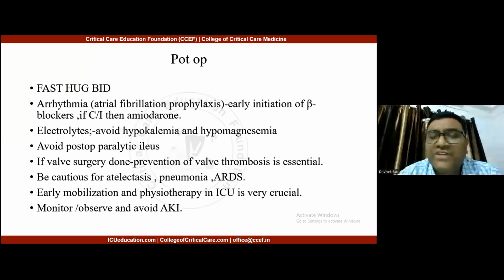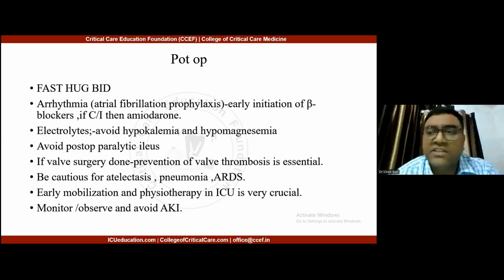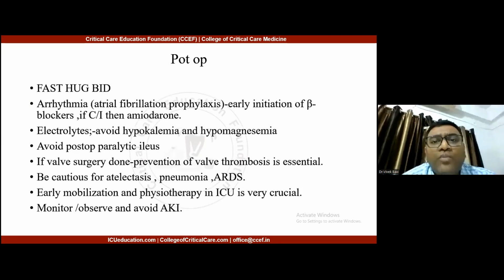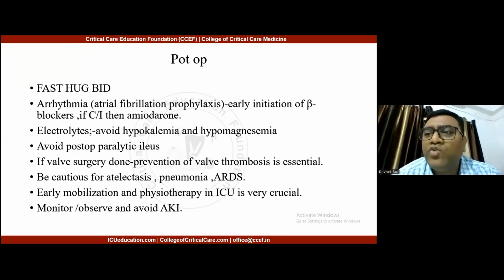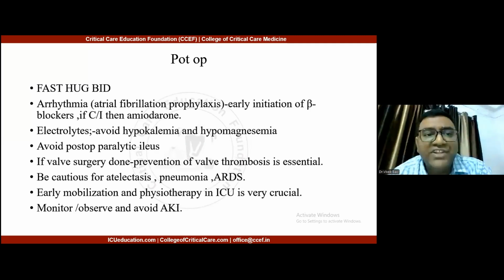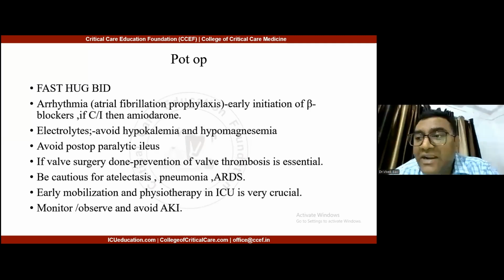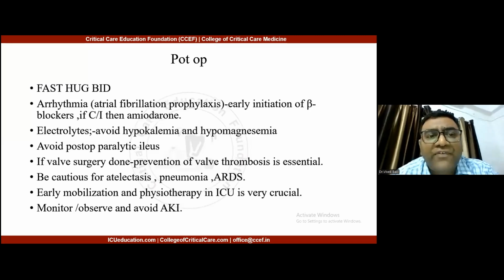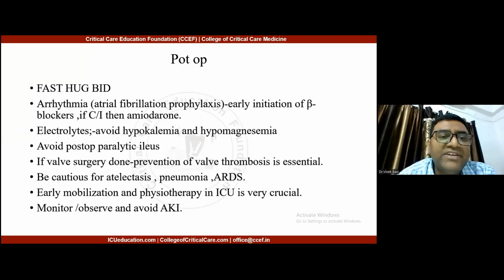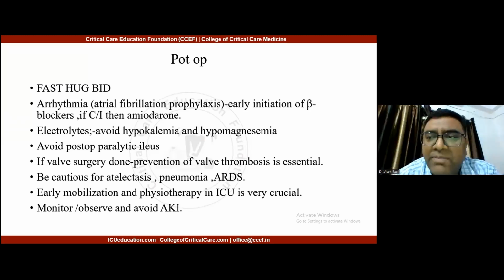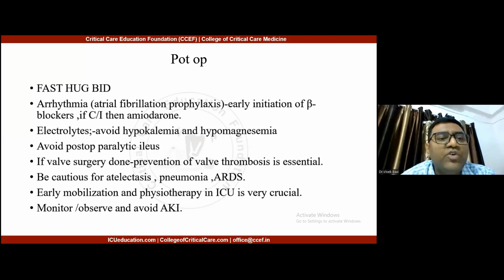We have almost covered everything in these 30-40 minutes. Post-operatively, the things you need to look after in the ICU: first hypotension, all these things, and then FAST HUG BID, the common thing, sometimes we miss it: feeding, analgesia, sedation, thromboprophylaxis, ulcer prophylaxis. So you need to keep these things in mind. You need to check all these things daily.